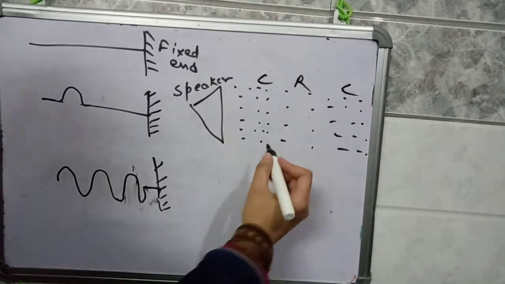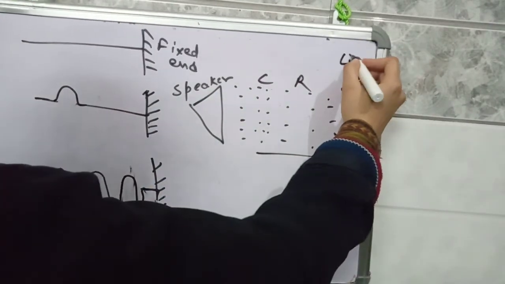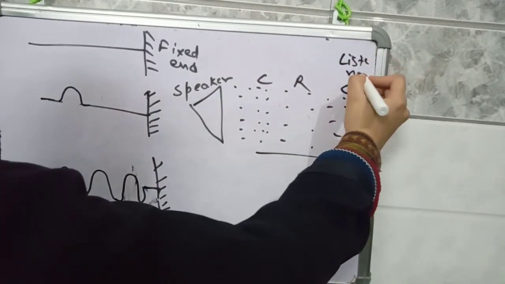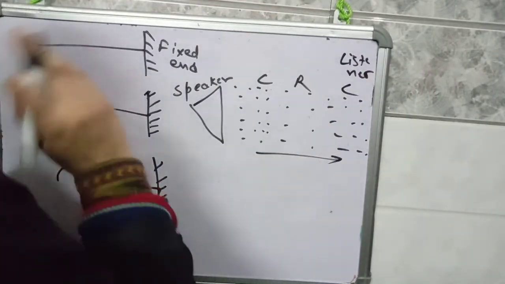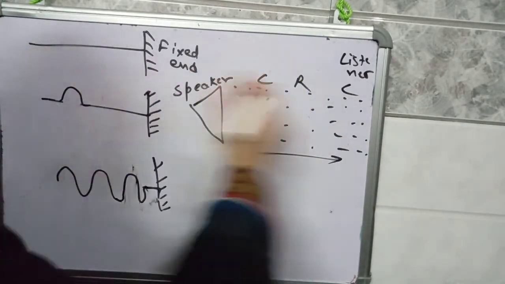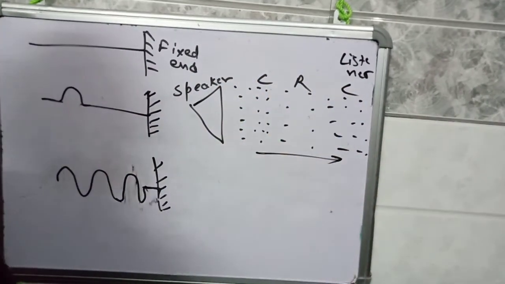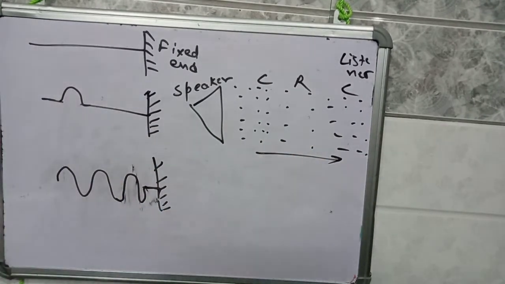So the direction of wave propagation is this. Suppose there is a listener sitting here or standing here, listening to somebody's voice. So the sound waves are traveling like this, and the particles are oscillating like this. It means they are vibrating parallel or anti-parallel to the direction of propagation of the wave.